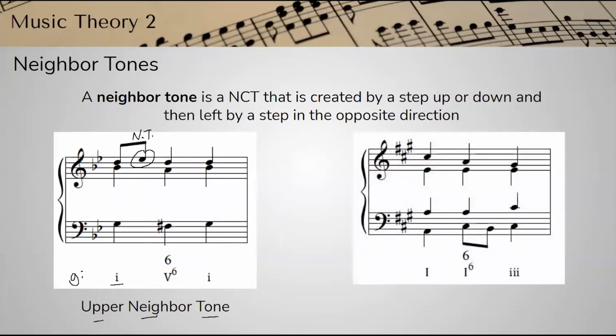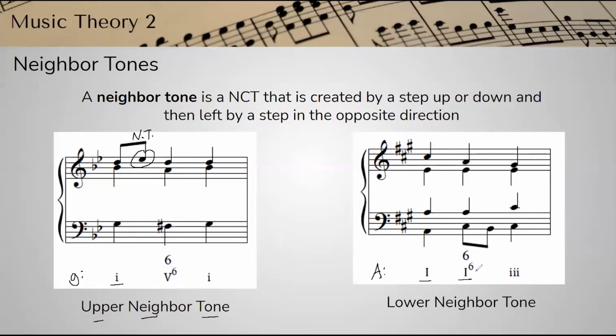And let's look at this next example. And this is one that's in the bass this time. And this is going to be an example of a lower neighbor tone. Okay. So again, we have a 1 chord. Now we're in the key of A, right? So we have a 1 chord to start, and then we move to what's on here as a 1/6.